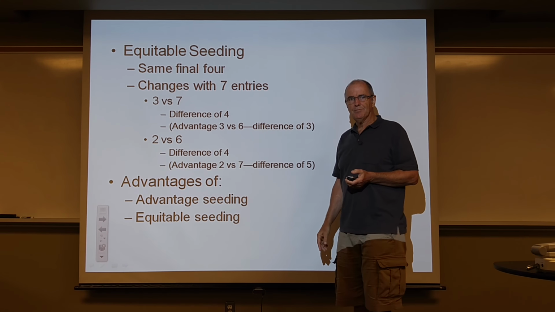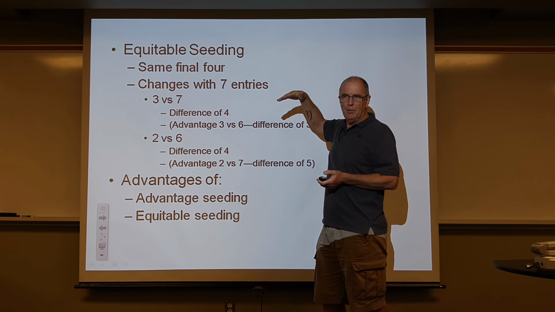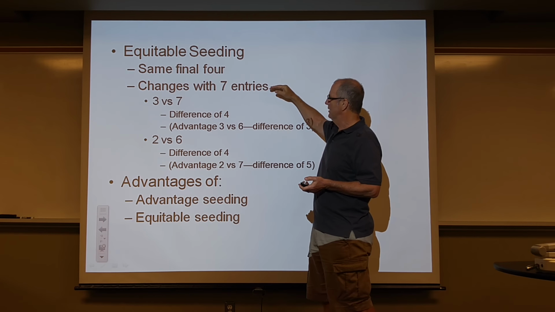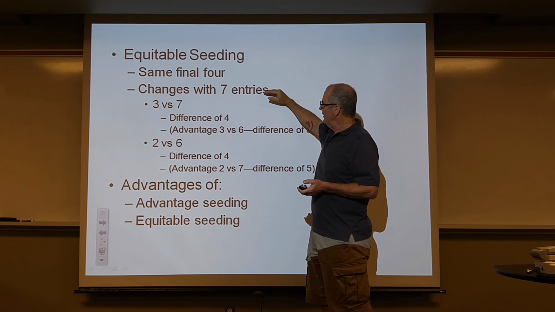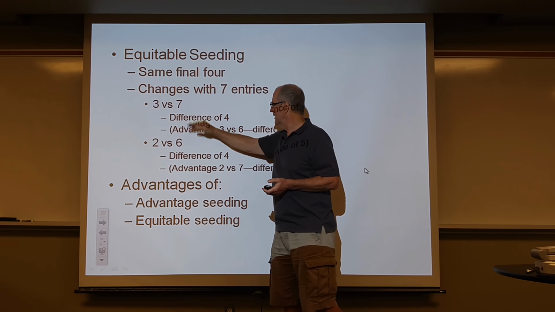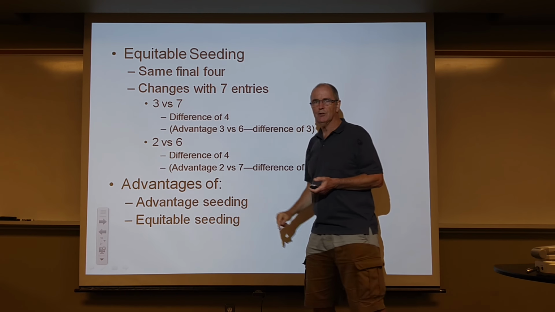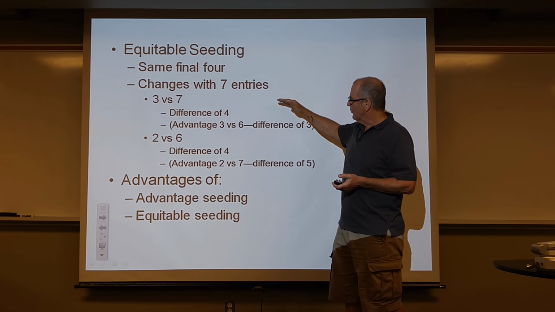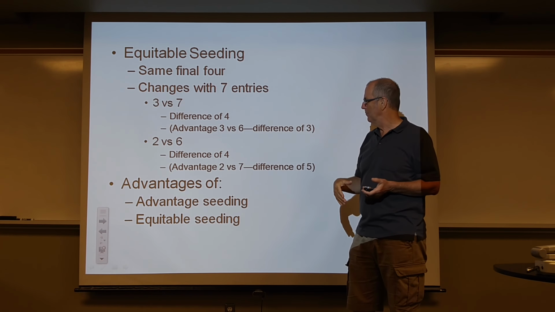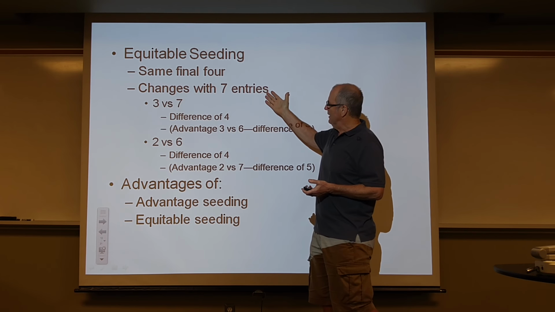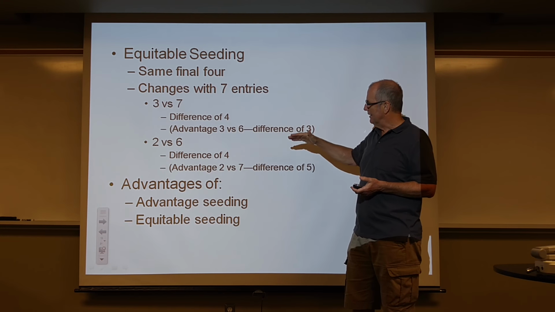In equitable seeding, the final 4 is going to be the same. But when we get back a level, then we're going to make sure that it's equally hard for all teams to advance. So with 7 entries, 3 is going to play 7, which is a difference of 4. 2 is going to play 6, which is also a difference of 4. So for 3 and 2 to advance, they would play teams that are equally distant from them. So that would be equitable seeding, where we keep the difference the same for each of the teams.